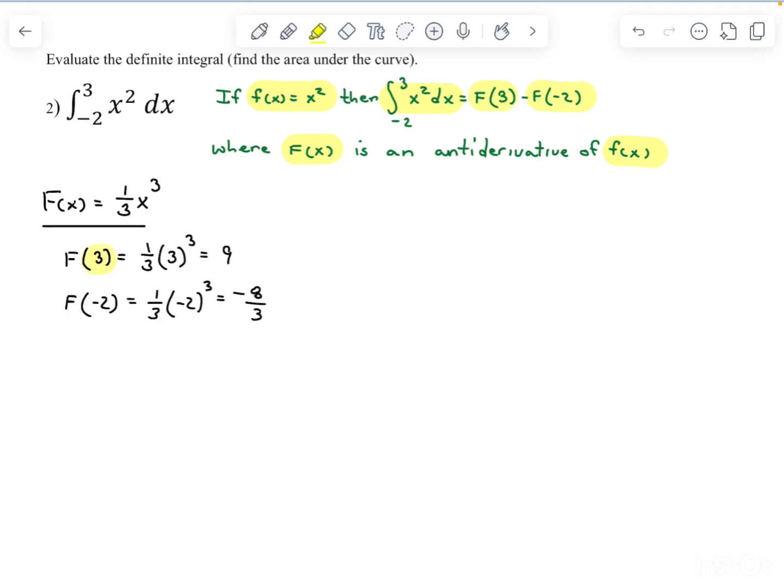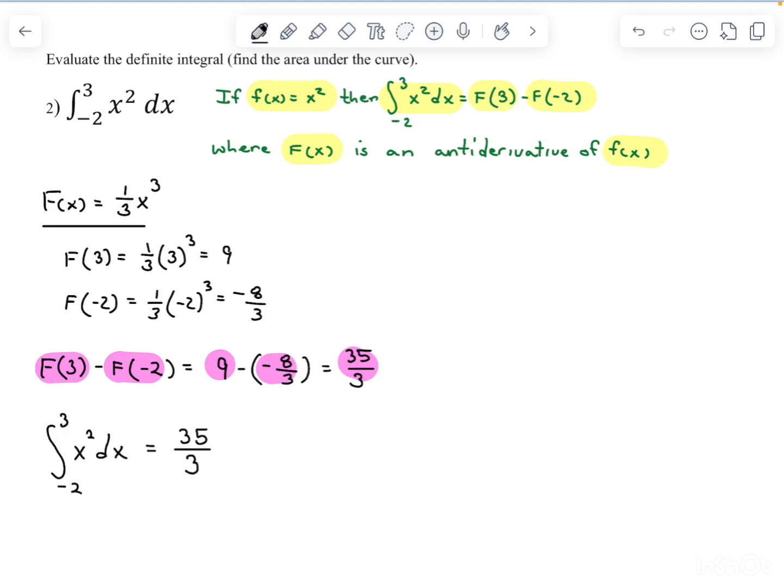When x is equal to 3, the antiderivative is equal to 9. When x is equal to -2, the antiderivative is equal to -8/3. This means capital F of 3 minus capital F of -2 is equal to 9 minus -8/3, which is 35/3. So the definite integral from -2 to 3 of x squared is going to equal 35/3.